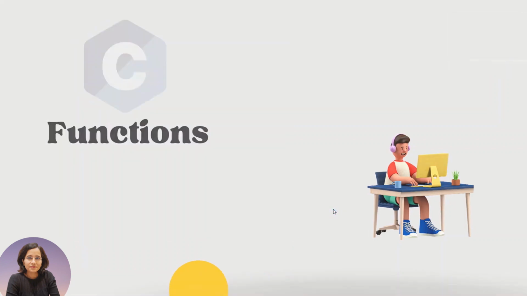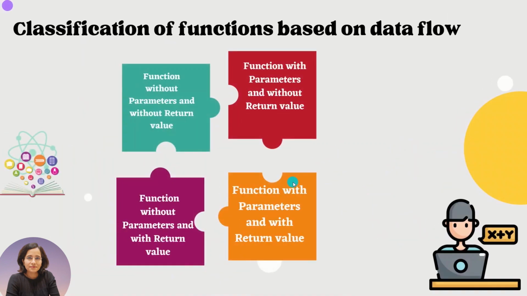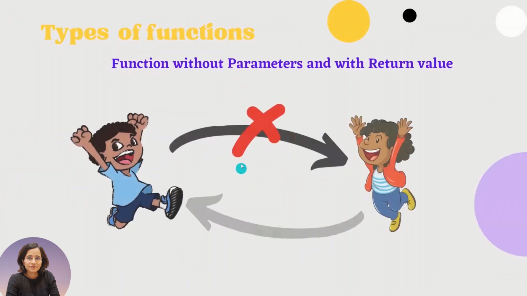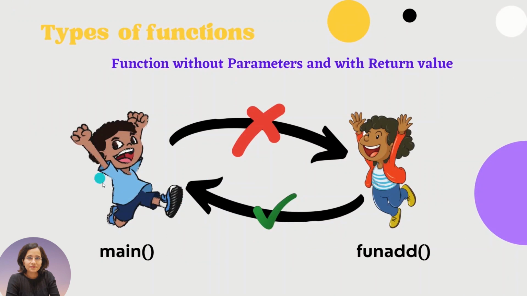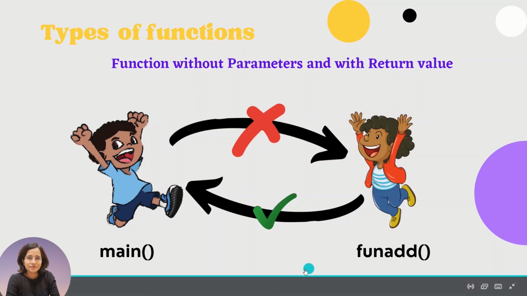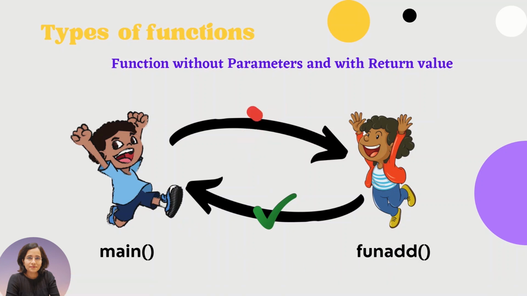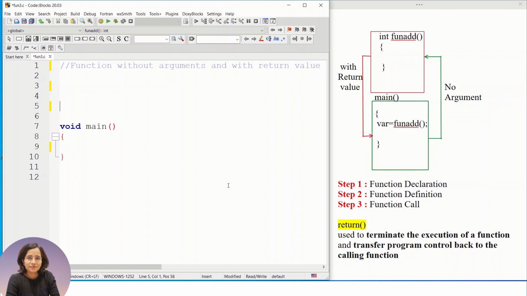In this video I will be covering one more type, that is function without argument and with return value. In this type we are not sending any values to the user defined function from main, but the user defined function will return back the value to the main. Let's implement this concept in the program. We are going to consider the same program, addition of two numbers.